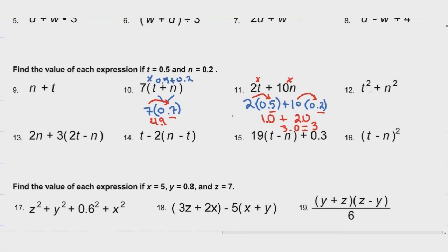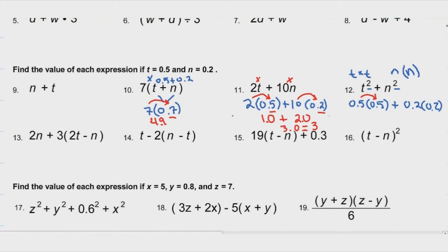Problem 12. We have t to the second power, or t squared, and n to the second power, or n squared. And all that means is that you have 2 t's, and all you're going to do is multiply. Here you're going to have 2 n's, and all you're going to do is multiply. t is 0.5 times 0.5 because we have 2 of them. Then we're going to have plus n, which is 0.2 times 0.2.